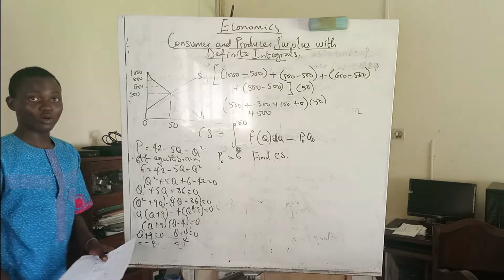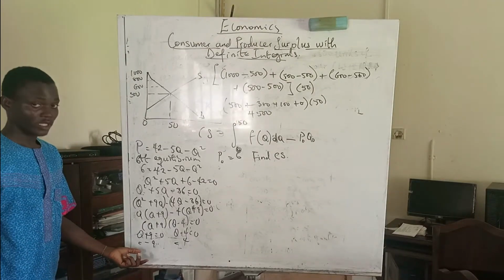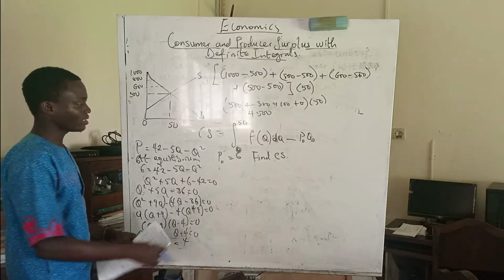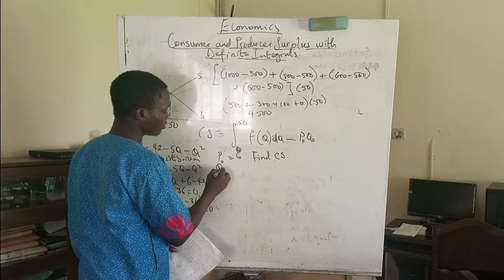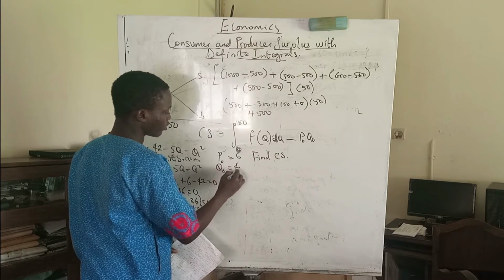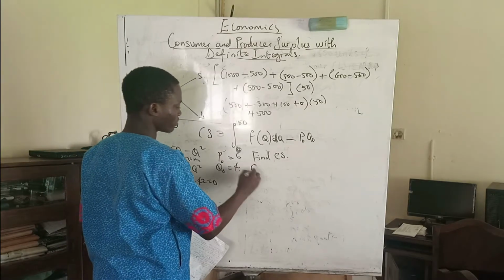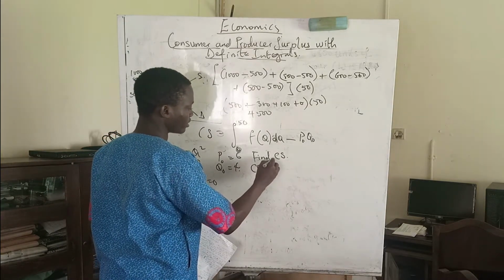Of course, we are talking about quantity here, so quantity cannot be negative. So that means we are going with 4. So the equilibrium quantity is going to be 4. That is, P naught is 6, Q naught is 4. So how can we then get the consumer surplus? Consumer surplus is going to be the integral.